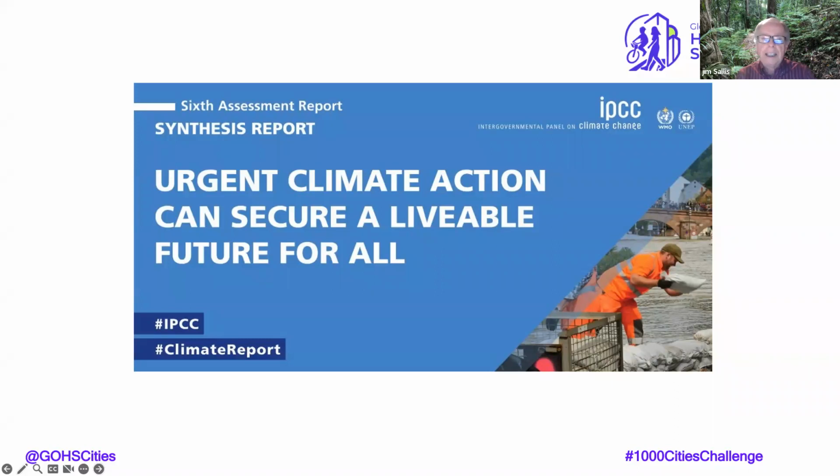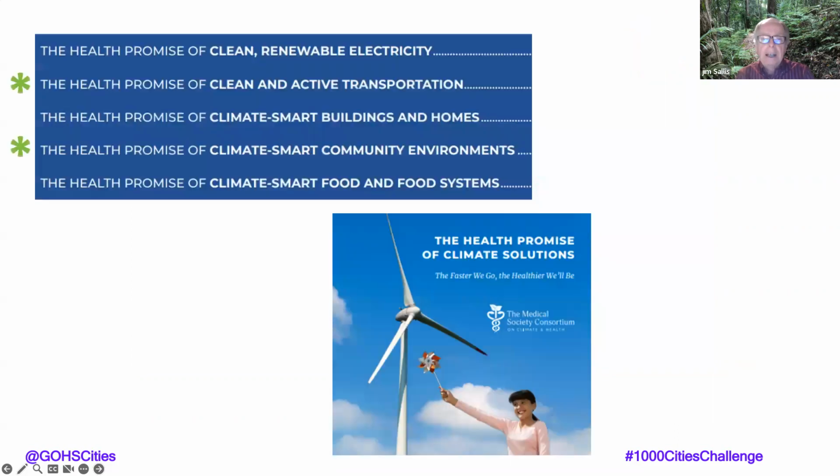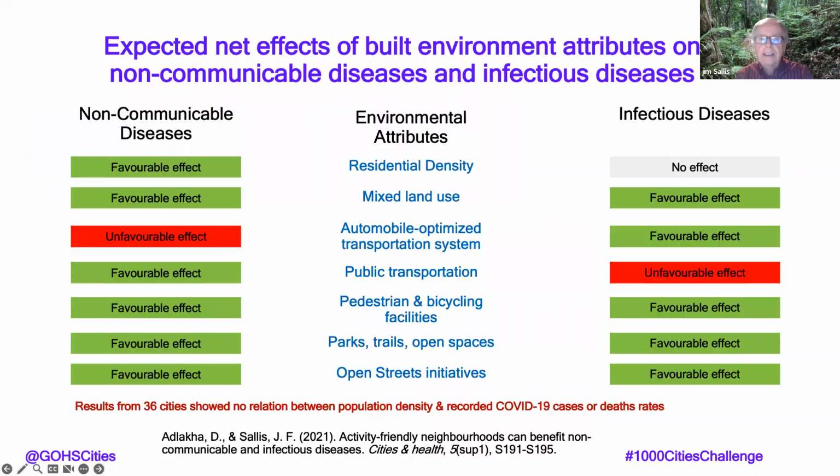So you probably know that a couple of weeks ago, the Intergovernmental Panel on Climate Change came out with a new report that focused on solutions. And here are a list of solutions from the Medical Society Consortium for Climate and Health that I think is mainly in the US. But I've starred two of these solutions that are directly relevant to our urban planning and transportation. And you can see clean and active transportation and climate smart community environments. So that's the link to climate change.